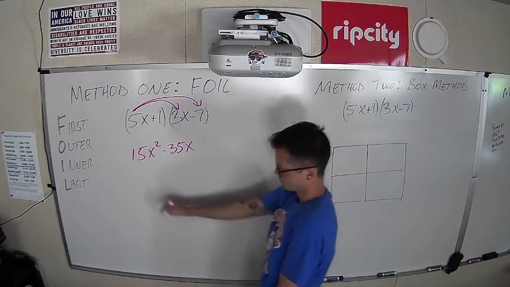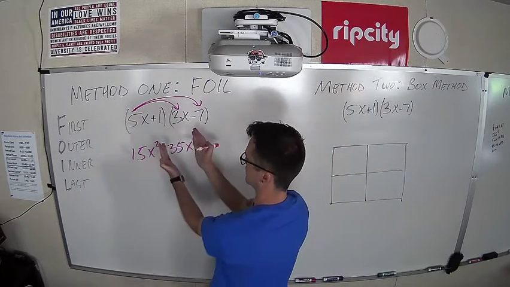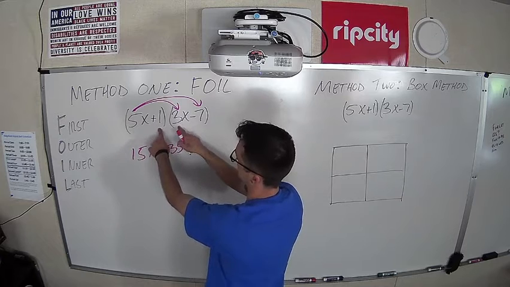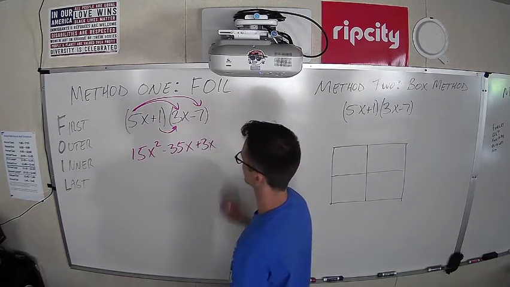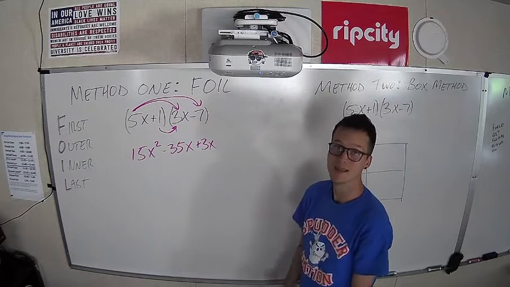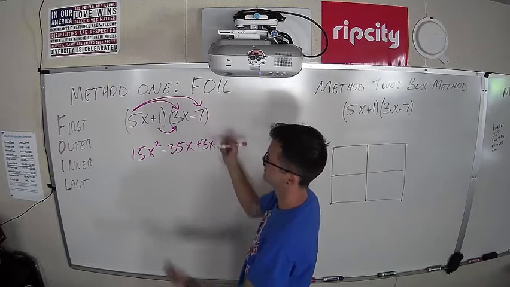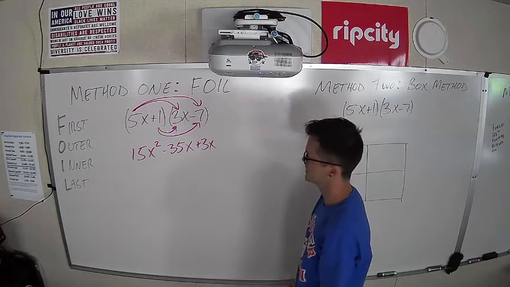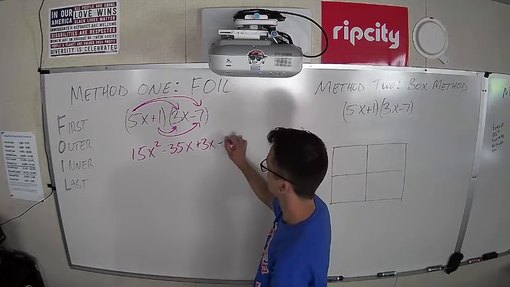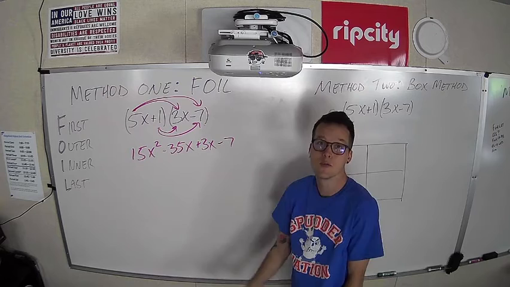Great. Inner terms. So we did the ones on the far outside, let's do the ones on the inside. That's going to be the 1 and the 3x. So 1 times 3x is 3x. And the last terms, that's going to be the 1 and the negative 7 in this case. So all the terms on the far right inside their respective parentheses. 1 times negative 7 is minus 7.